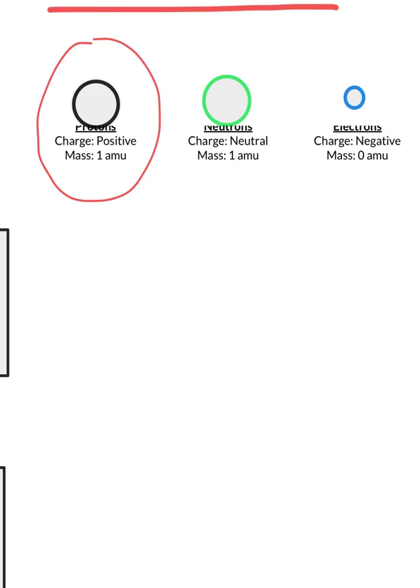So again, protons are positive and they have a mass of 1 AMU. And then neutrons are neutral, which means they basically have a charge of 0. And then they also have a mass of 1 AMU.